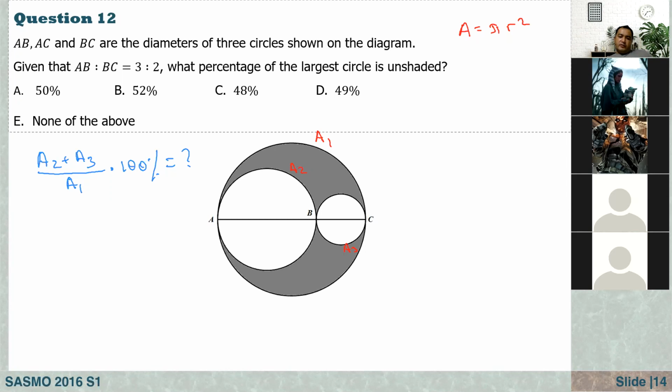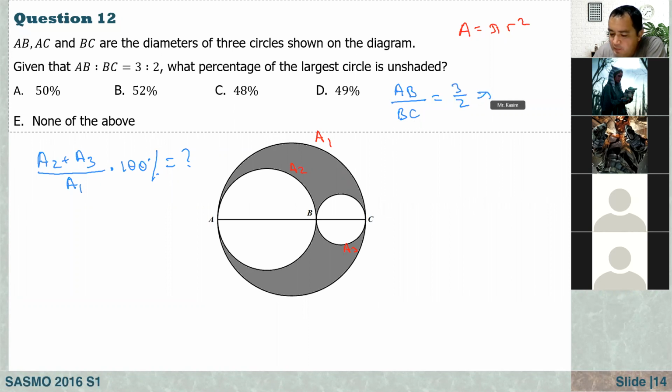Ilknur, are you solving or thinking? I'm thinking. No, no, you don't have to think. You just find A2. You know how to find A2? AB is a diameter, right? Here it says AB to BC is 3 to 2.